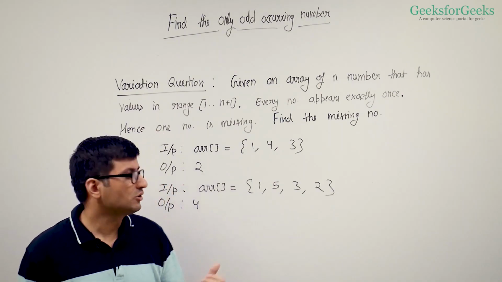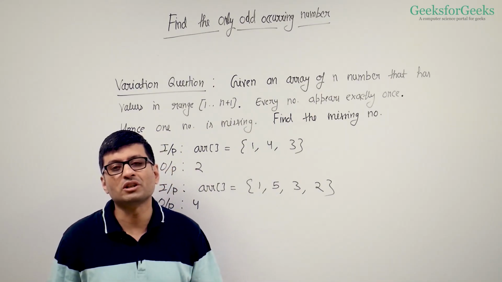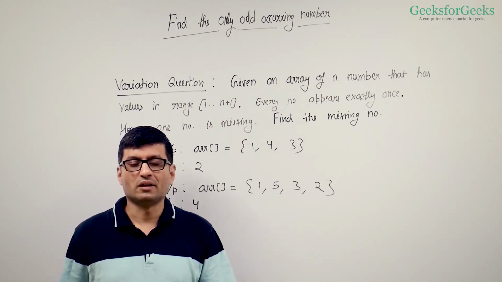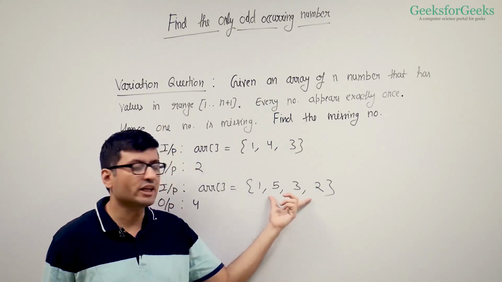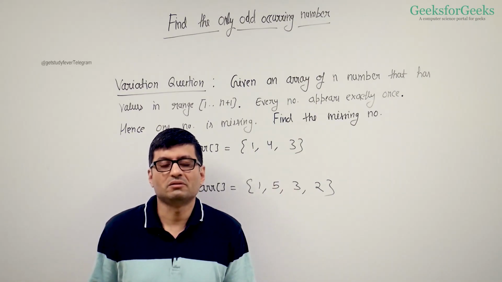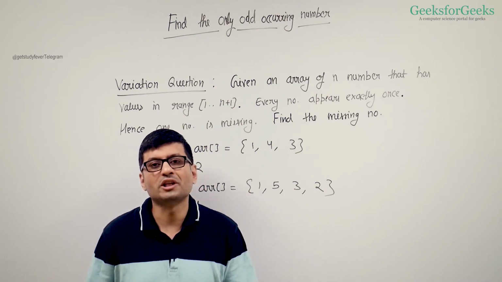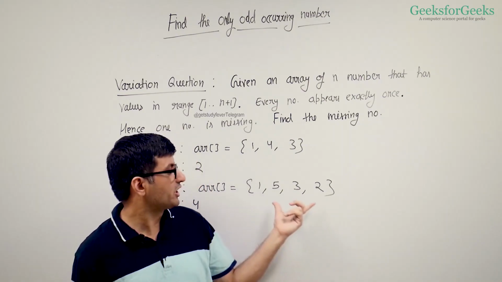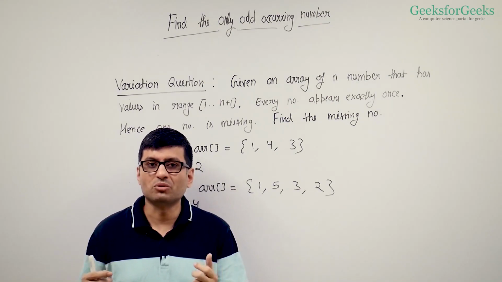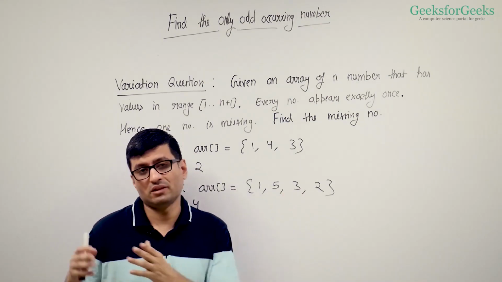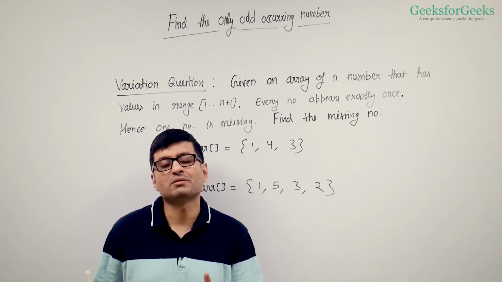And the idea is you simply do XOR of all the numbers and then you do XOR of the result with all the numbers from 1 to n plus 1. Right? So when you do XOR of all the numbers from 1 to n plus 1 and XOR of all the array numbers, you will have the missing number appearing exactly once. All the other numbers will appear 2 times, because you are taking the array and you are taking the numbers from 1 to n plus 1. Every number will appear in the array and also in the range from 1 to n plus 1.